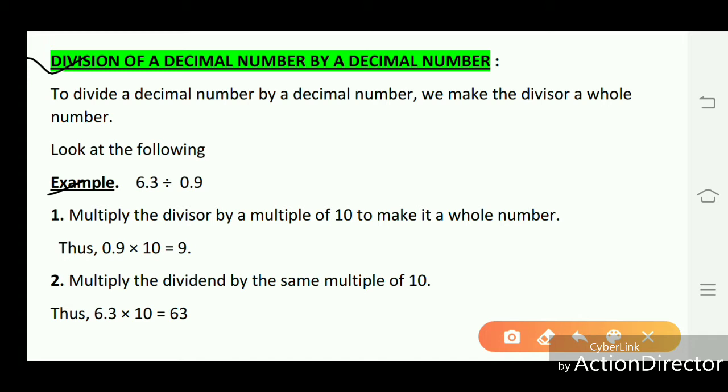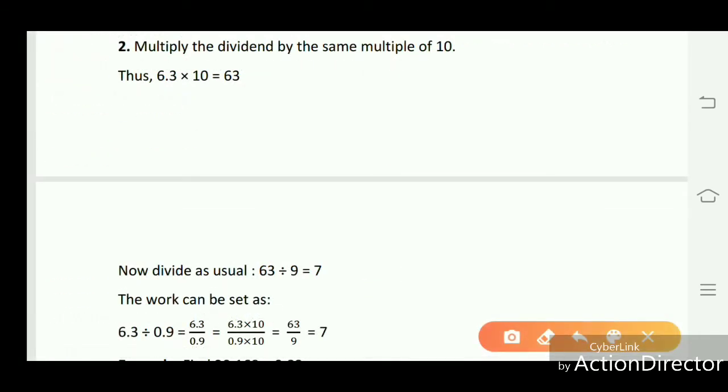Now multiply the dividend by the same multiple of 10. If we multiply the divisor by 10, we also multiply the dividend by 10. So here 6.3 multiplied by 10. The decimal moves right-hand side one place and we get product 63. Now divide as usual. 63 divided by 9. 9 7s are 63. We get quotient 7 here.